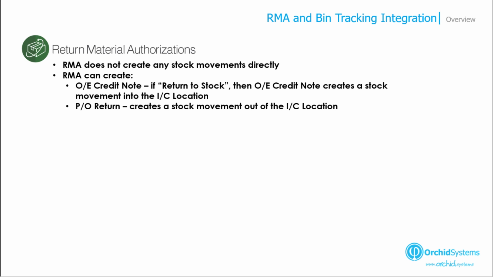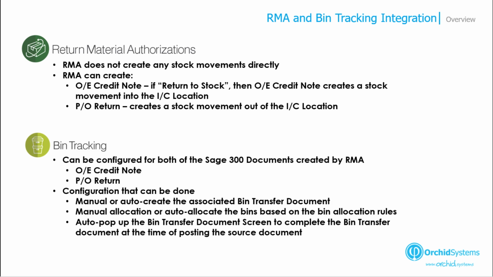Return material authorizations do not themselves create any stock movements, but from an RMA document you can create an OE credit note. And if the return to stock is set to yes for the OE credit note items, then the OE credit note will create a stock movement into the IC location. RMA can also create a PO return, which in turn creates a stock movement for the items out of the IC location. Bin tracking can be configured for both of these documents being created from the RMA screen, that is, the OE credit note and the PO return.